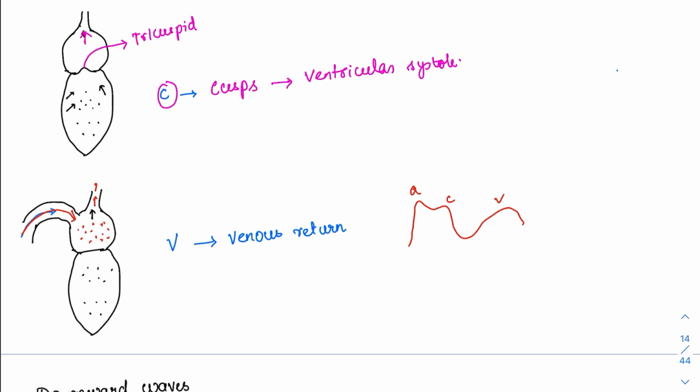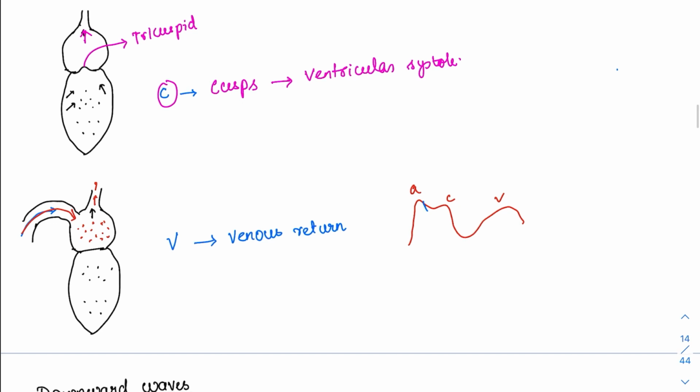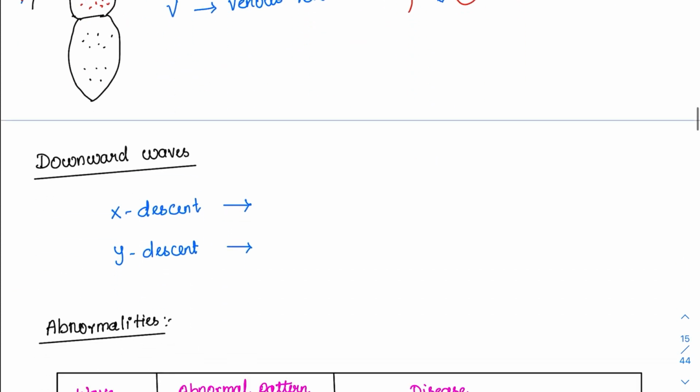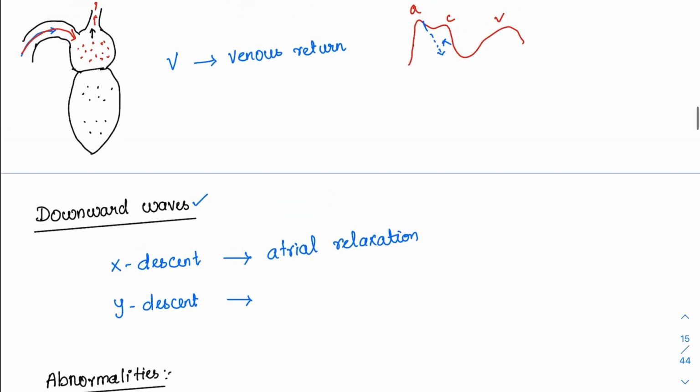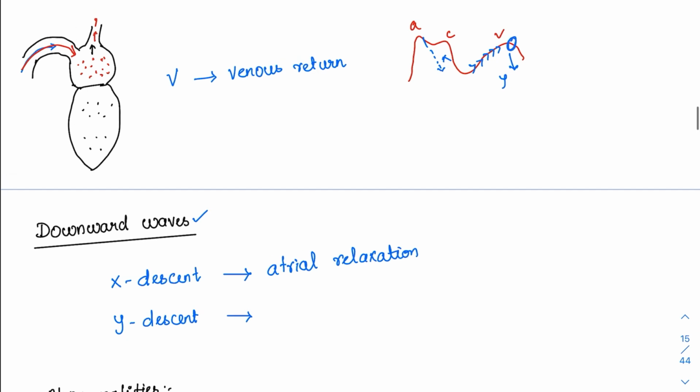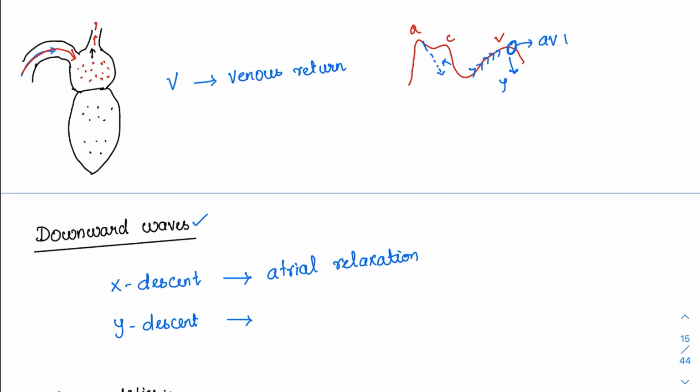Now coming to the descents. Already we have seen the atria is relaxing in the case of the X descent. So the downward waves: the X descent is due to atrial relaxation. And why is the Y descent happening? Here there was atrial filling or the venous return. Whenever the valve opens, suppose here the AV valve is opening.